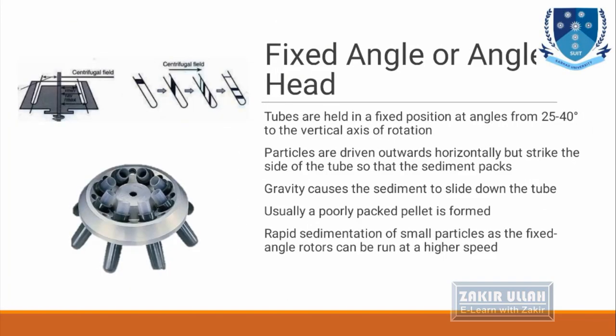Now coming to the other type of centrifuge, which is called the fixed angle or angle head centrifuge. This is a type of centrifuge in which the tubes are held in a fixed position at angles from about 25 to 40 degrees to the vertical axis of rotation. Like in this picture, this is the rotor and this is the tube holder, which is at a certain angle to the rotor. This is called fixed angle or angle head centrifuge.